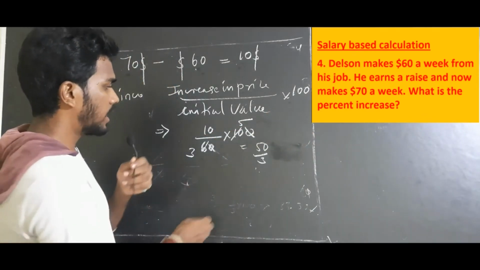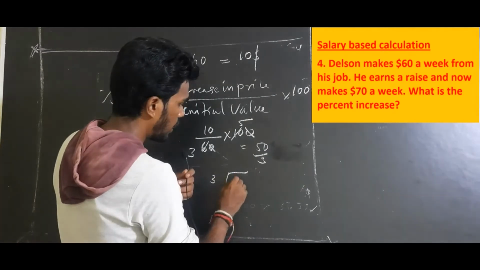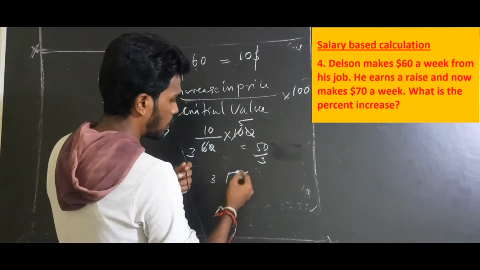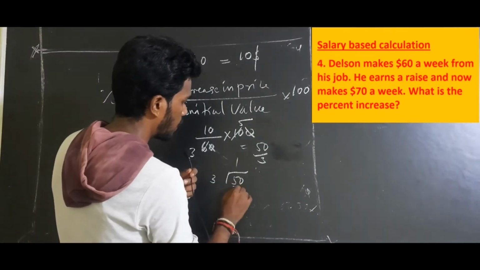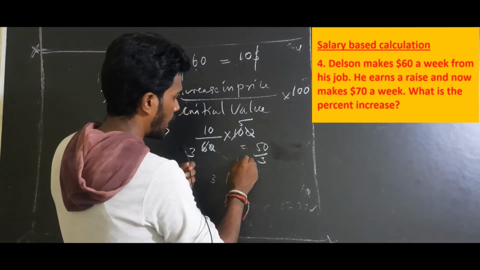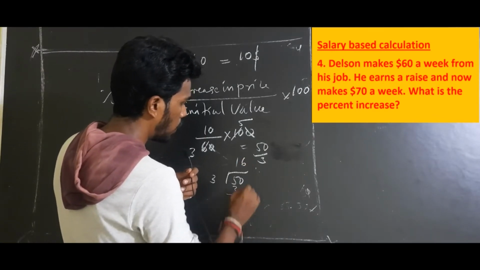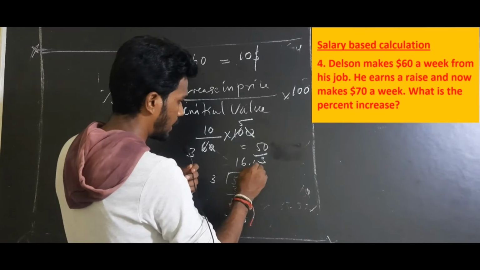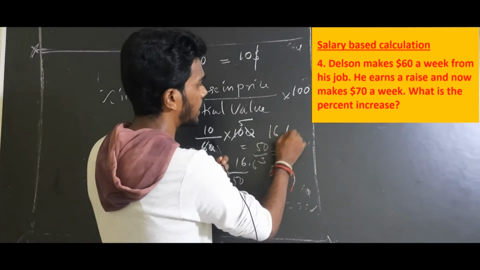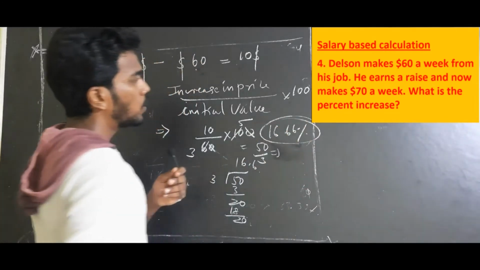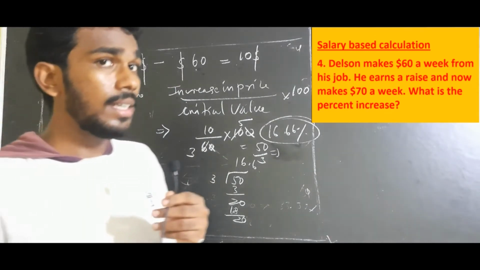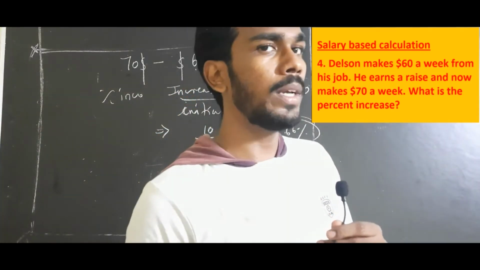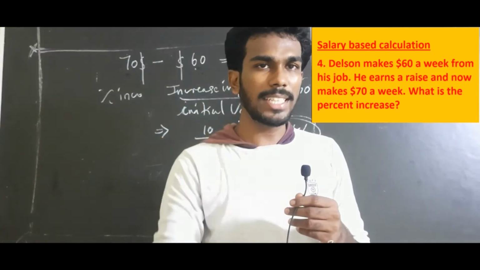So 50 divided by 3, let's see. I can solve it like 3 1s are 3, 20, and 3 6s are 18, 2.0, and again 6. So it goes to 16.66%. So his salary has been increased by 16.66%. Let's go to the next question.